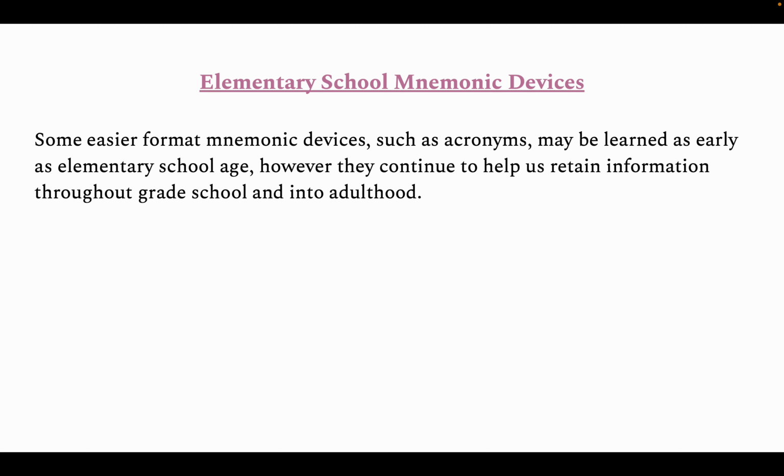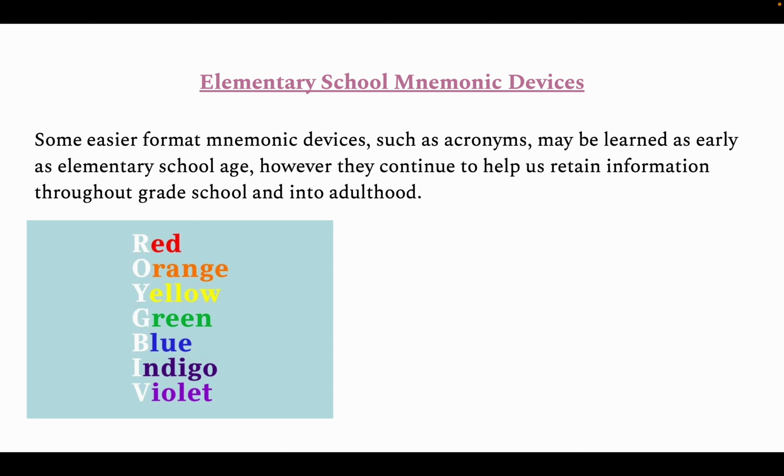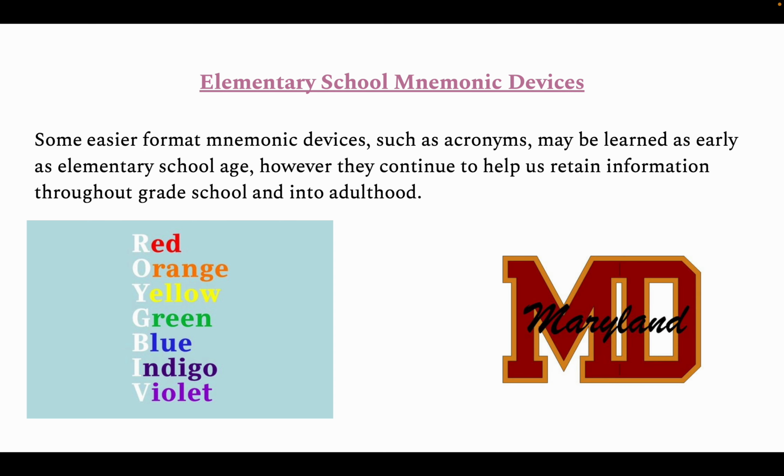Some easier format mnemonic devices, such as acronyms, may be learned as early as elementary school age. However, they continue to help us retain information throughout grade school and into adulthood. For example, the mnemonic device Roy G. Biv helps us remember the color order of the rainbow. I created my own mnemonic device, abbreviated state name Maryland, to remember the spelling of mnemonic device begins with the letter M and not the letter N.